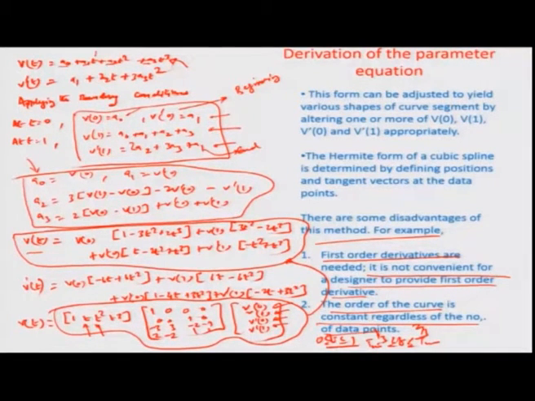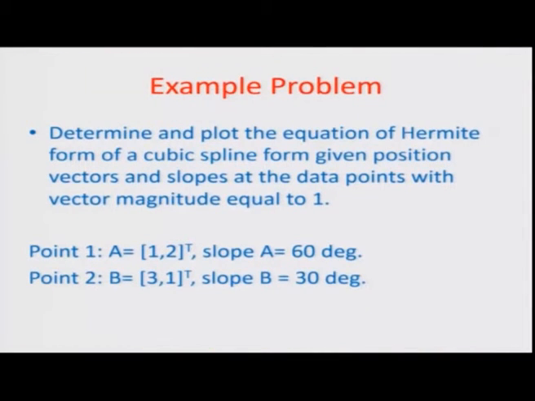Let us actually physically try to solve one problem. A simple example of this could be, let us say we want to plot a Hermitian equation of the cubic spline form between 2 different points a and b, where the coordinates are provided as 1 2 and 3 1, and the slopes at the point a and b are provided as 60 degrees and 30 degrees. Further, it is given that the vector magnitude is equal to 1 for defining the slopes, meaning thereby the x component of the slope would be the magnitude times cos of the particular angle, and y component would be again the magnitude times sine of the particular angle.